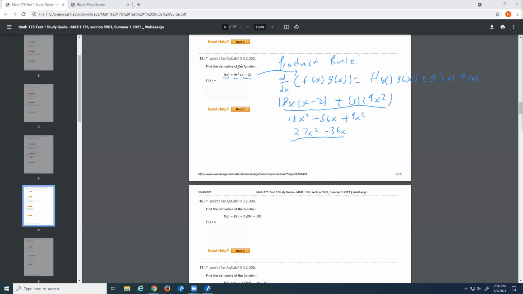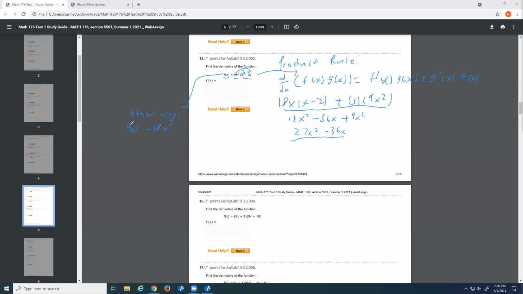But another way you could do it is if you were to distribute this 9x squared into both terms, then you could just differentiate it term by term like we were doing before. So I guess let me go ahead and write the other way. That's going to be to distribute this in. So if we distribute it in, we'll get 9x cubed minus 18x squared.